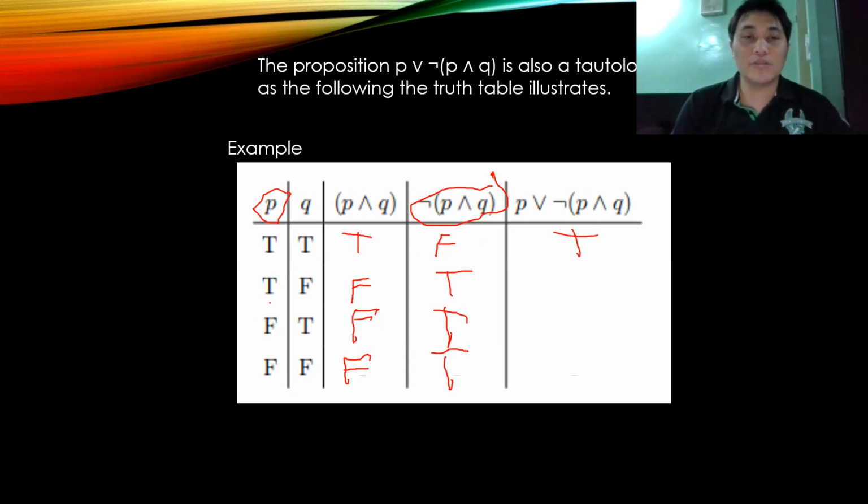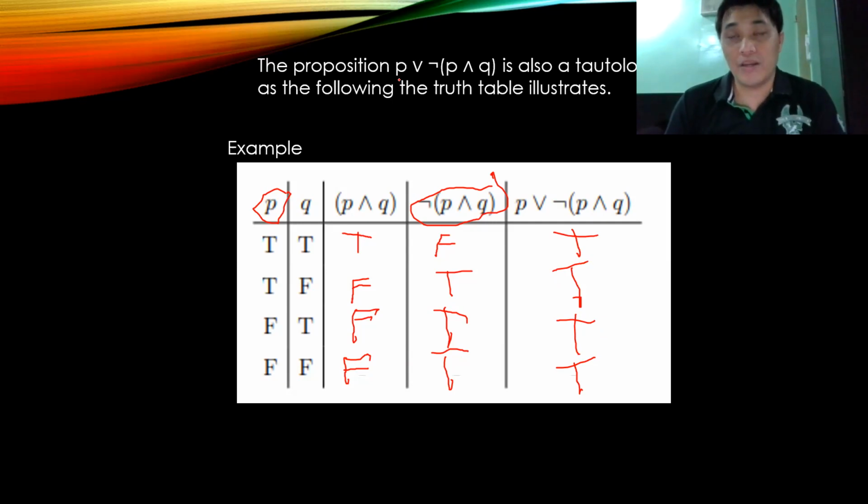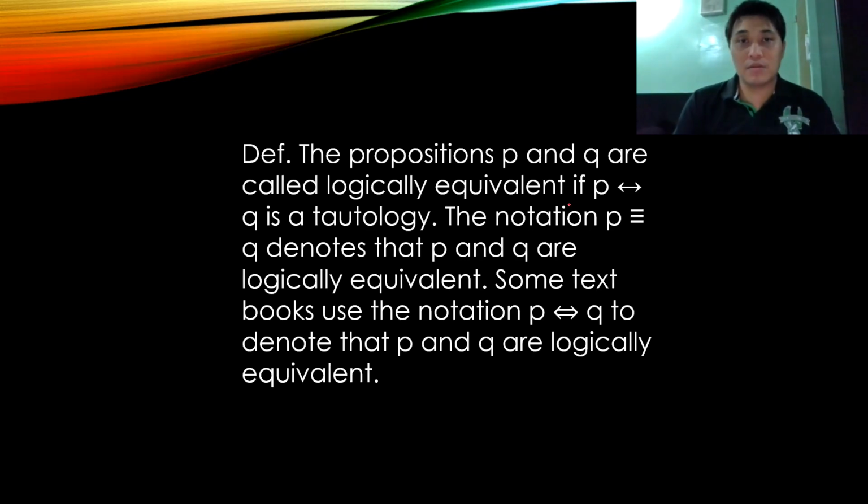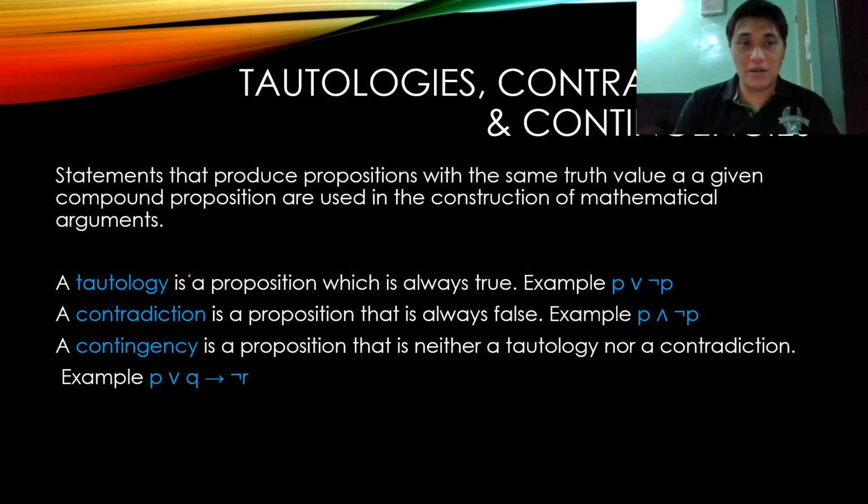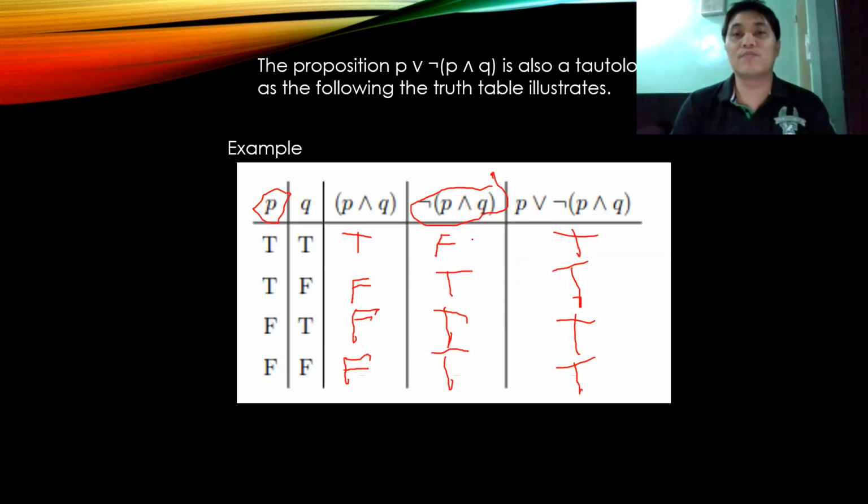Here is true, our second statement. True and true is always true. False and true is true. And false and true is always true. As we can see, our equation P or negation of P and Q is a tautology because here in our definition, a tautology is a proposition which is always true.